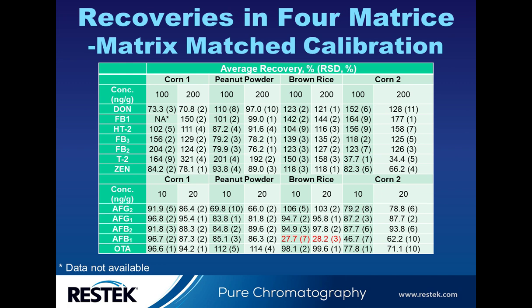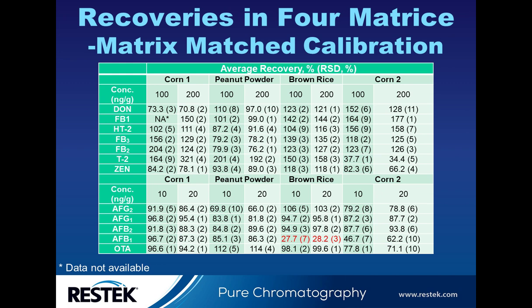Okay, so here are the matrix-matched calibration results, and a calibration curve with 100 times the dynamic range was built, and excellent linearity was observed with this method. The recovery and the precision of this method were assessed using two QC samples, 100 and 200 for the top-line analytes such as deoxynivalenol, fumonisin B1, HT-2, those compounds, and 10 times lower for aflatoxins and ochratoxin A. As you can see, the majority of recoveries range from 70 to 120.